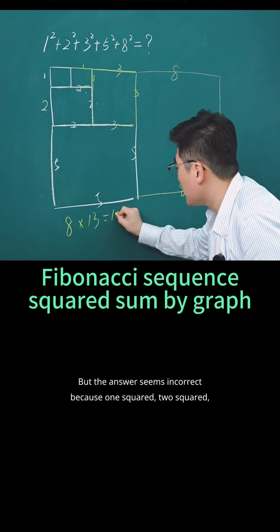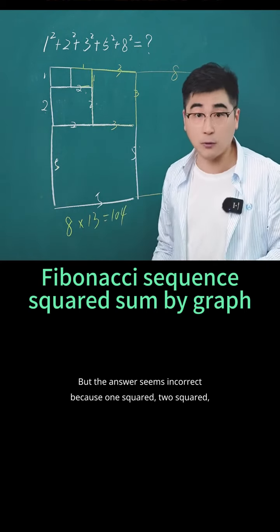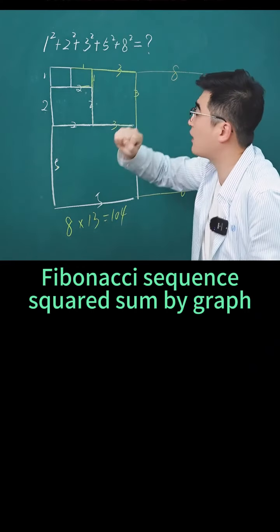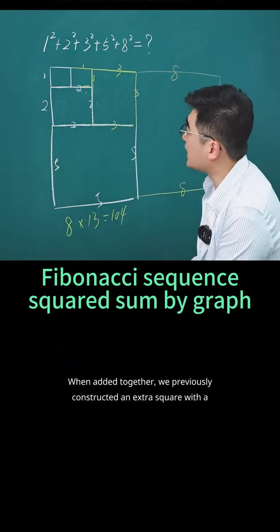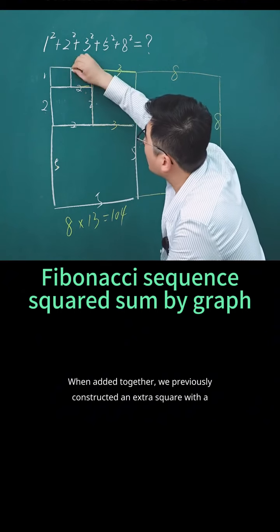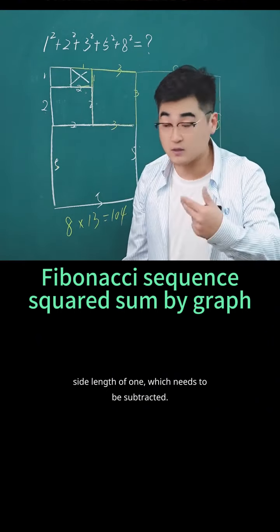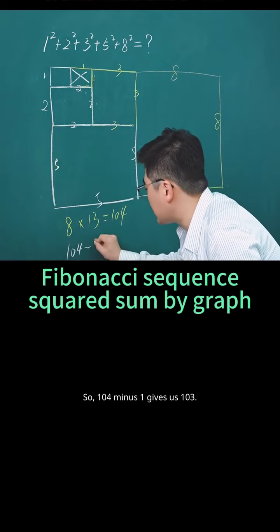But the answer seems incorrect, because we have 1 squared, 2 squared, 3 squared, 5 squared, and 8 squared. When added together, we previously constructed an extra square with a side length of 1, which needs to be subtracted. So 104 minus 1 gives us 103.